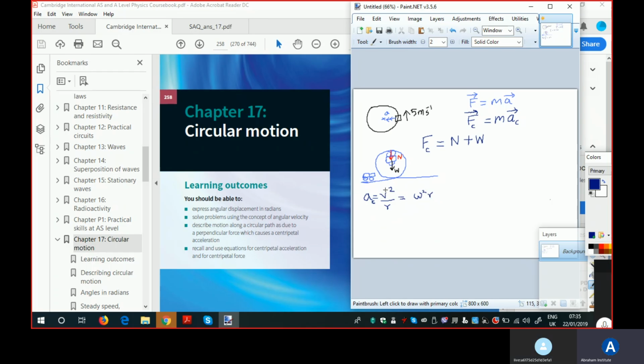Okay, so this V is the tangential velocity. Now, let's say, for example, in this example here, the object is moving this way. The velocity that is directed at a tangent to the circle, which is this way, is the V. It is the tangential velocity.